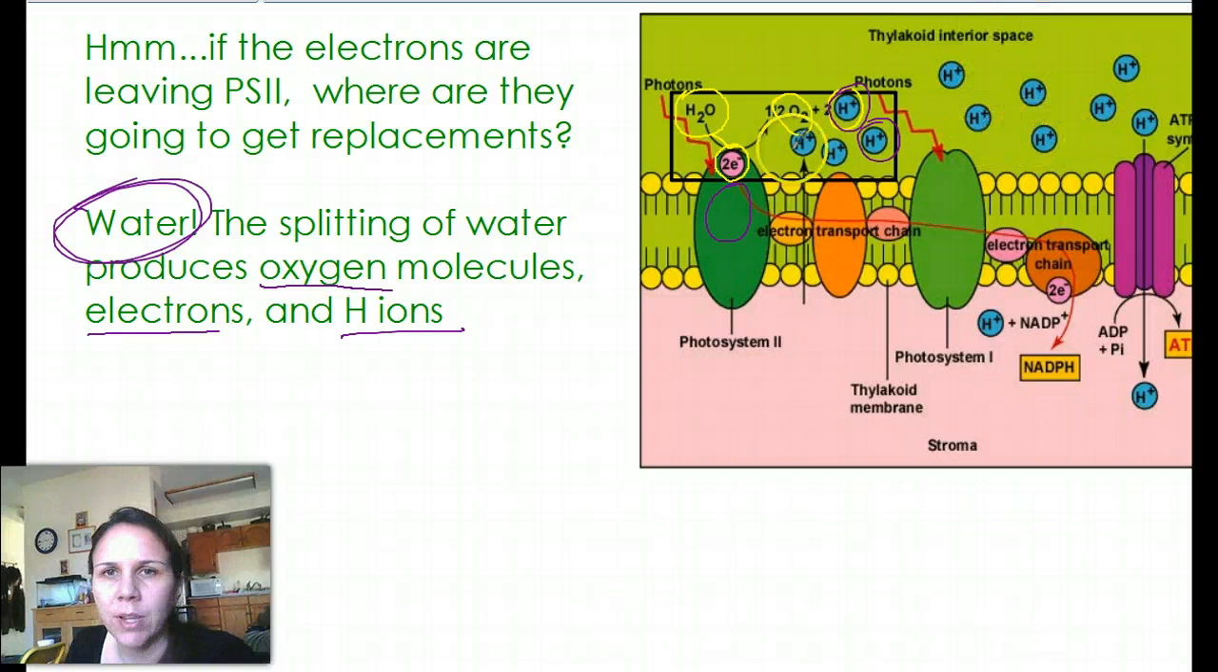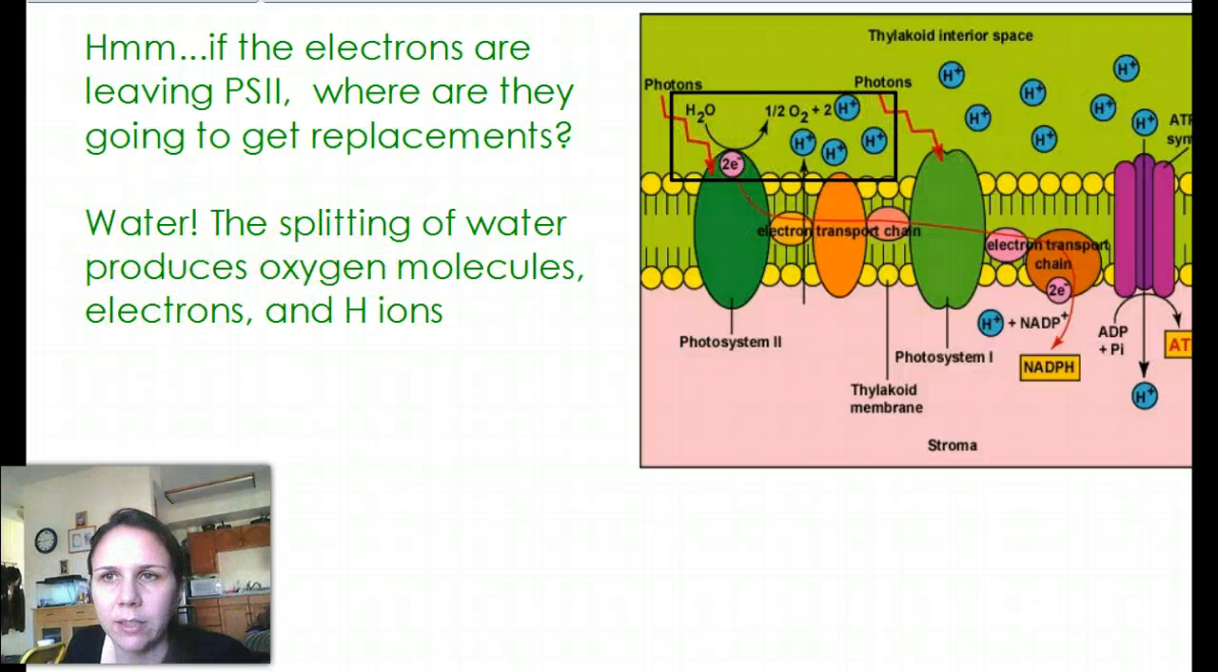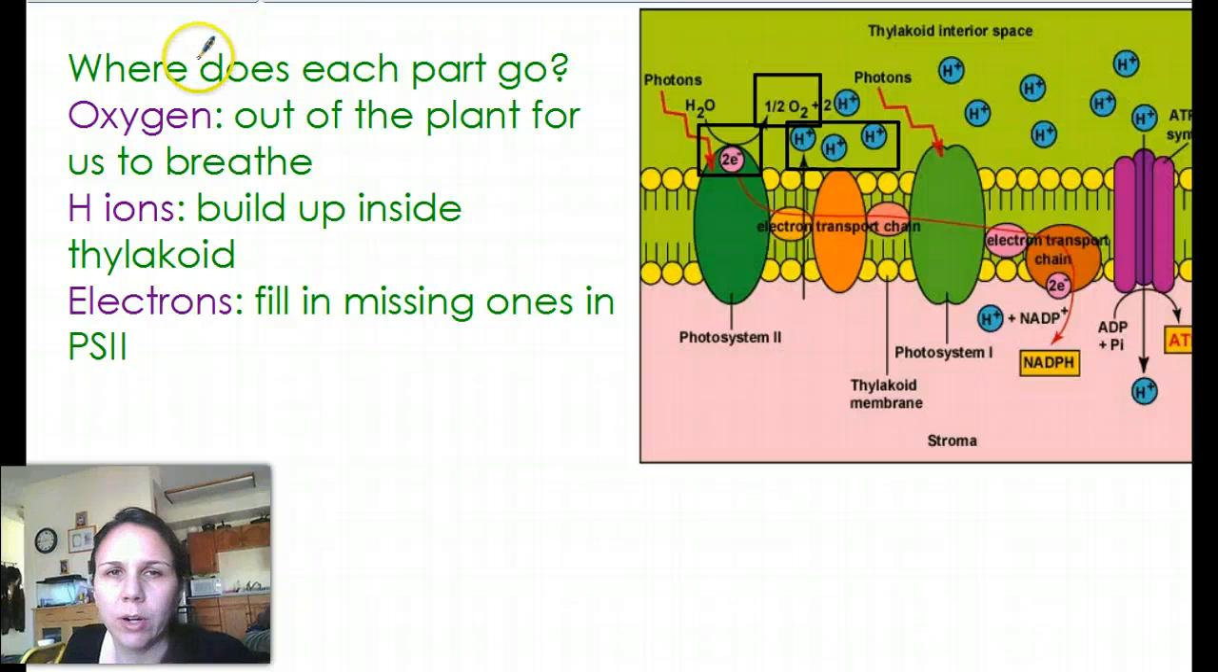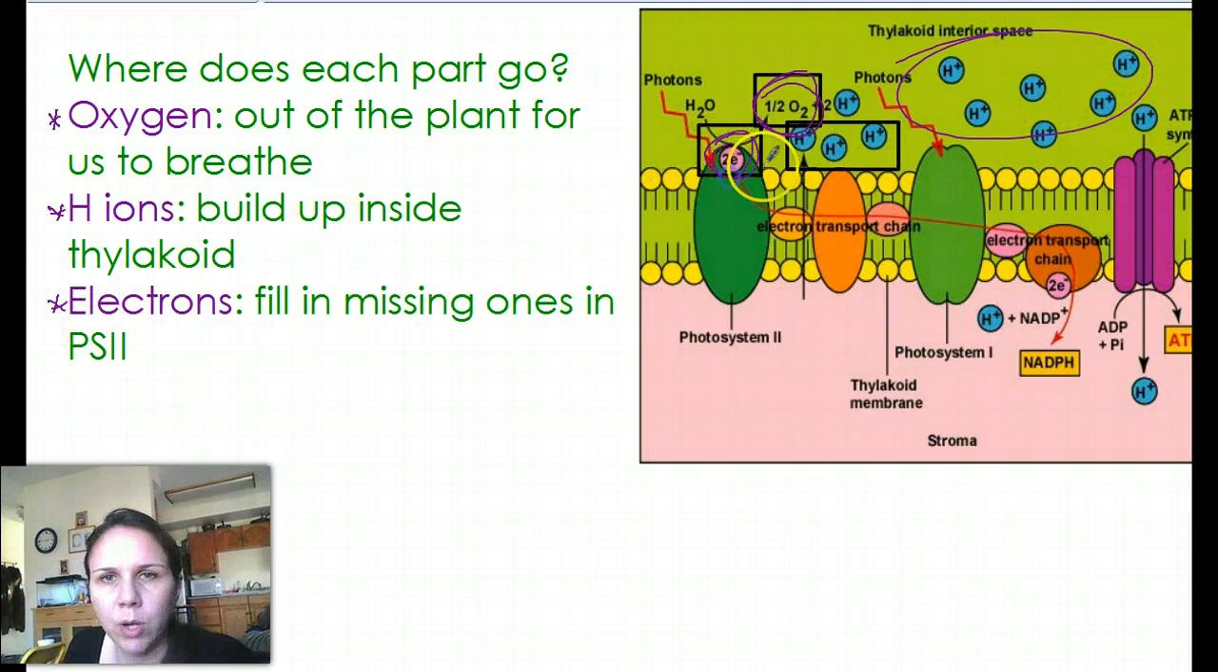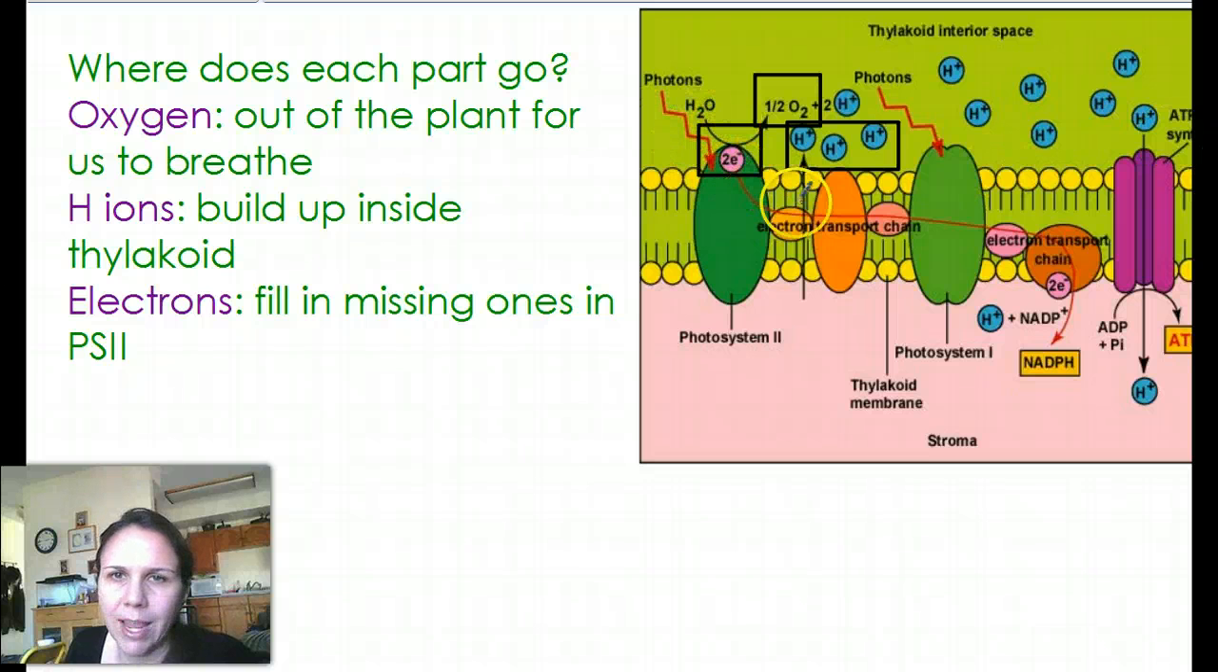Okay? So, if we didn't water our plants, we would eventually run out of electrons and photosynthesis would stop. This is why we water our plants, and this is also why we like plants, because they give us oxygen. Yay, go plants. Okay, so where does each part go? Like I just said, oxygen goes out of the plant so we can breathe it. The hydrogen ions just kind of hang out in here inside of the thylakoid. The electrons go fill in the ones that jumped out earlier during the first part of photosynthesis. Okay, so now that's all taken care of.